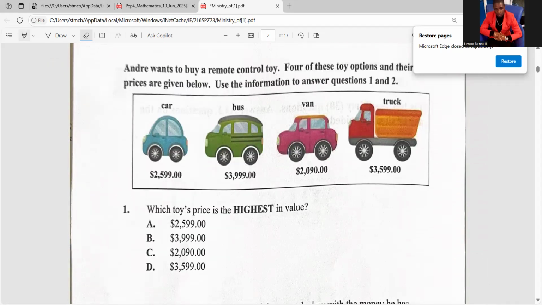Andre wants to buy a remote control toy. Four of these toy options and their prices are shown below. Use the information to answer question 1 and 2. Which toy price is the highest in value? Highest in value would be this one, which is the bus, $3.99. Let's move on to number 2.